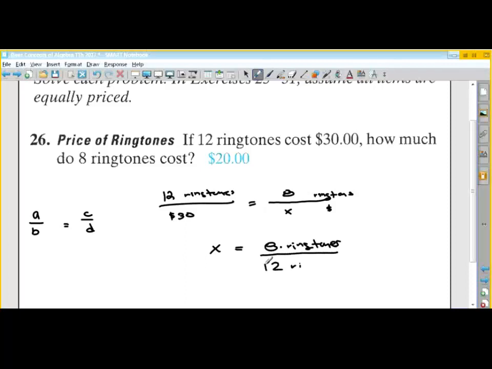Well, this one is in the numerator, so it has to go to the denominator, and I'm grouping it with the other ringtone. So this one comes down, this one goes up, and then I can multiply it out. Notice the ringtones cancel out as far as the units, and the rest we can just do in our calculator. So we take 8 times 30 divided by 12, and we get $20.